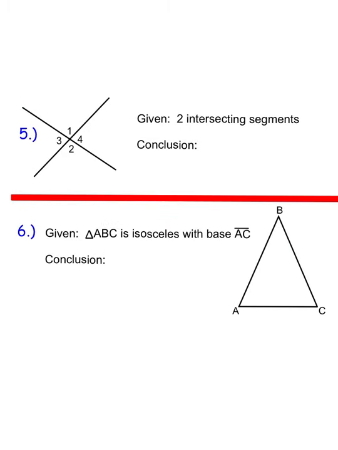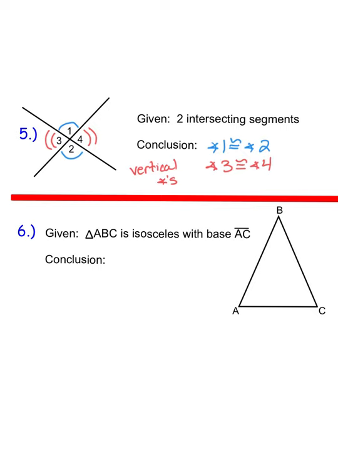Number 5, I have two intersecting segments. So if I have two line segments that cross each other, then I can say that angle 1 and angle 2 are congruent. So angle 1 is congruent to angle 2. I can also say that angle 3 is congruent to angle 4. And we know this because when we have intersecting segments, we have vertical angles.